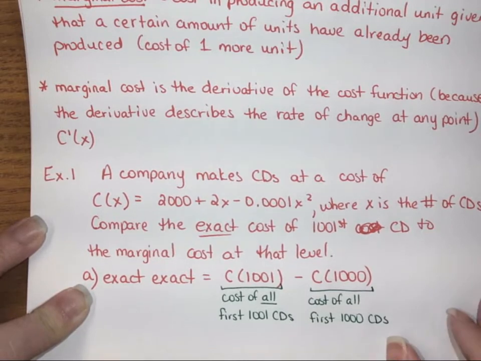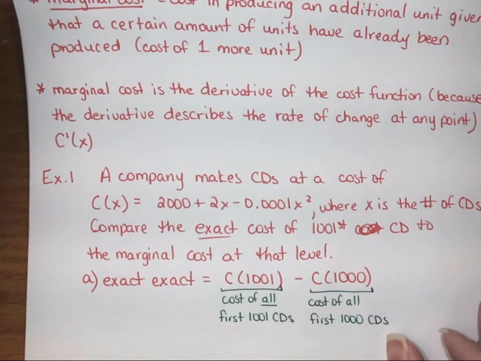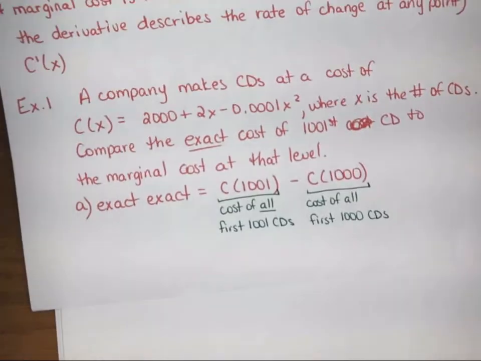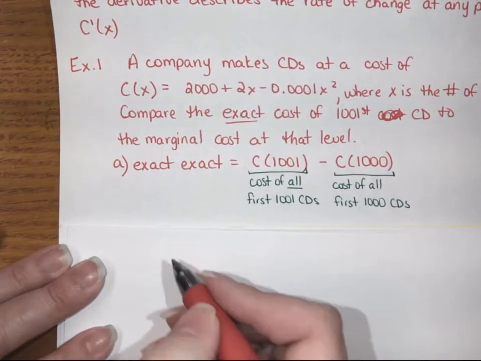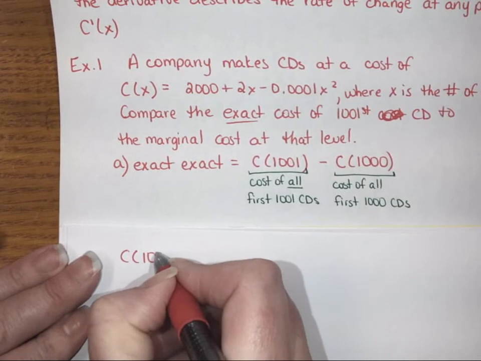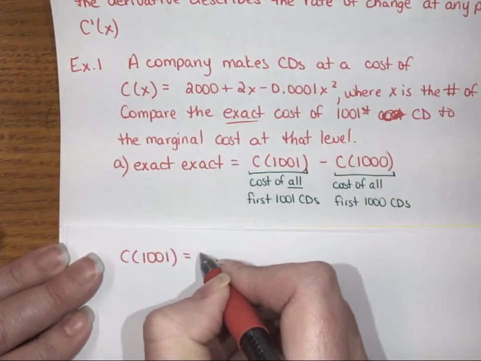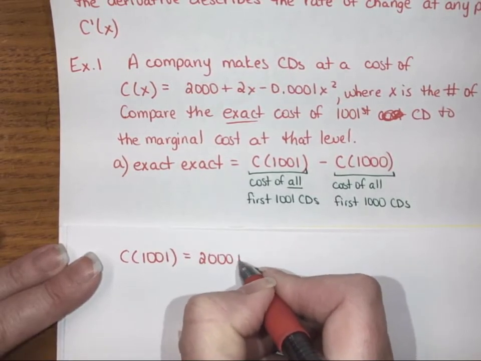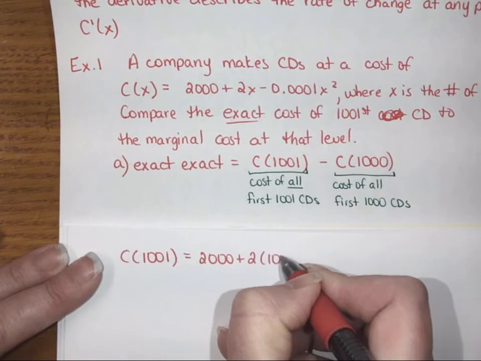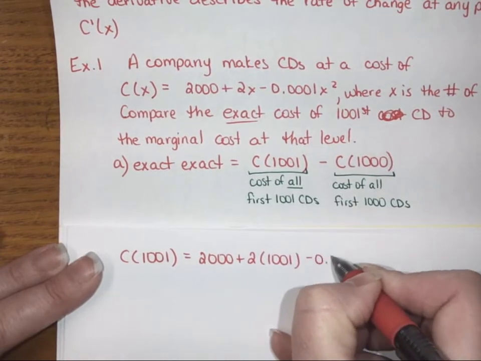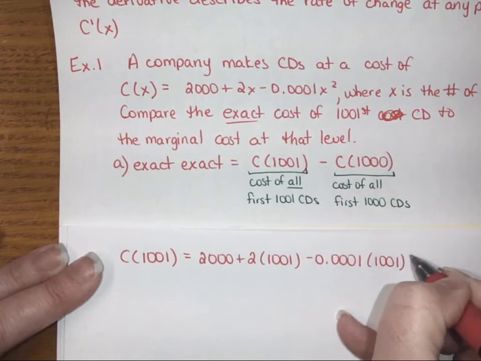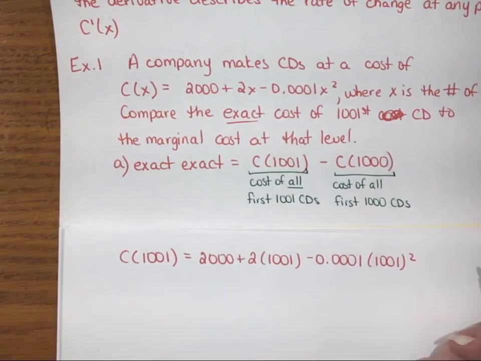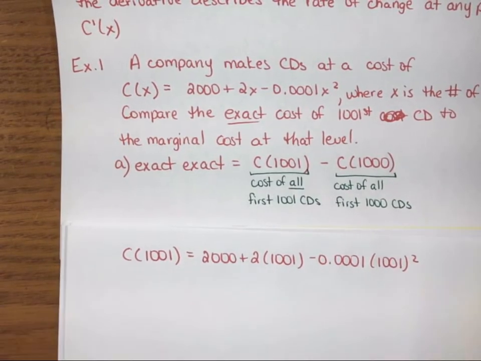Okay, so let's see if we can figure out what that is. So we're going to use our calculator. I'm going to project it here in just a bit. So let's see if we can figure out C of 1,001. By the way, that means we're going to replace x with 1,001. Okay, so let's figure out what that is on our calculator.